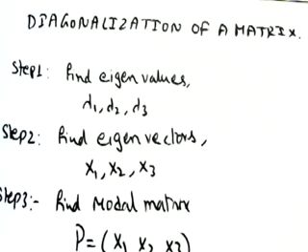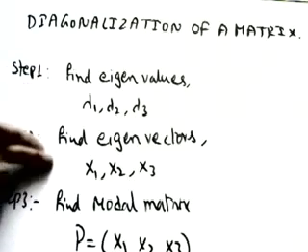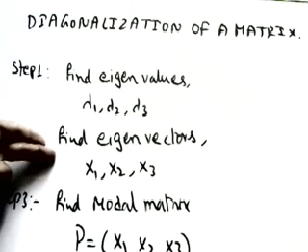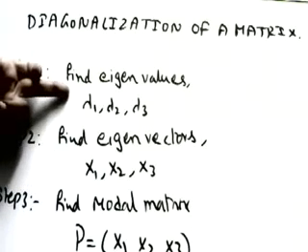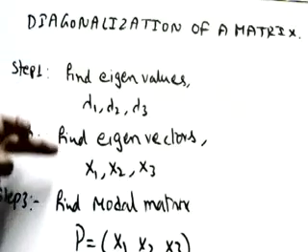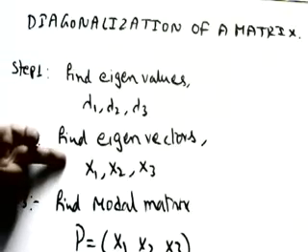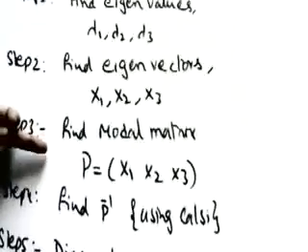Inshallah, in today's class we are going to discuss the diagonalization of a matrix. First, we have to understand these four or five steps. In the first step, we have to find the eigenvalues, and in the second step, we have to find the eigenvectors. These two steps we have already done in the previous classes. First we find the eigenvalues, then second we find the eigenvectors.